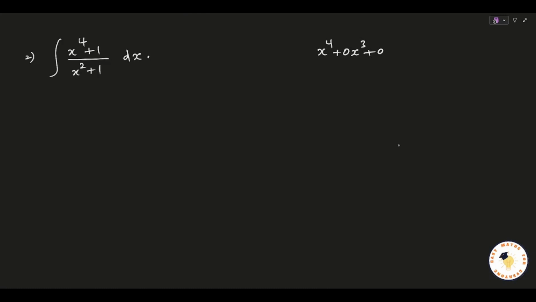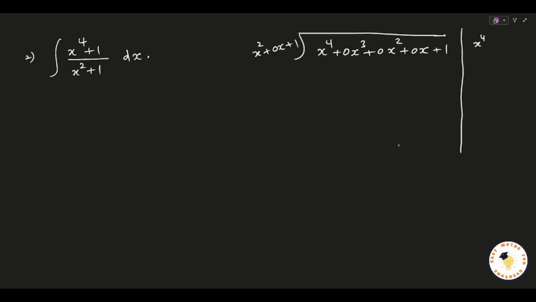So x power 4, there is no x cube term, there is no x square term, there is no x term as well. So you have to enter dummy entries for them like 0x cube, 0x square, 0x. 1 is there. Dividing this by x square, there is no x term in our divisor as well. So introducing dummy entry for that, rewriting this. Now we have to follow the same procedure.